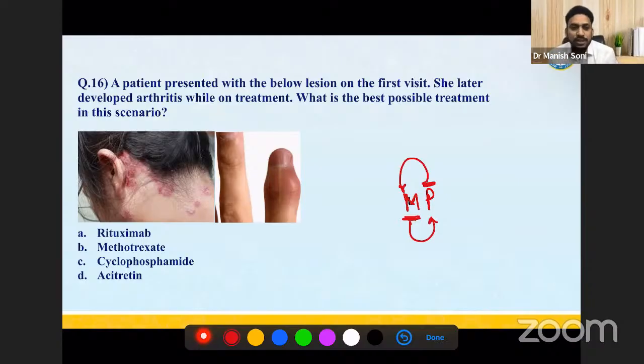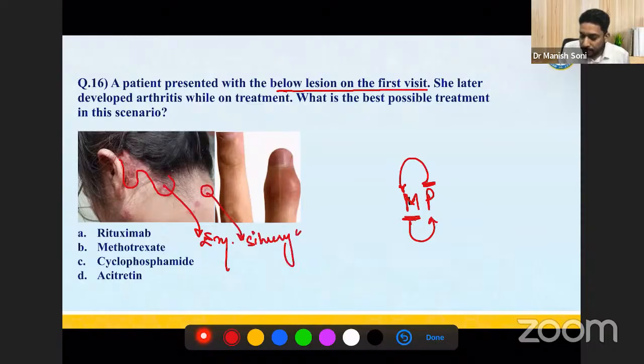अब आ जाते हैं नेक्स्ट क्वेश्चन पर। नेक्स्ट क्वेश्चन इज a patient presented with below lesions on the first visit. So below lesions are seen. Now you can see 2 images. Okay, first image is showing skin lesions which are present over the scalp. These are red in color, they are erythematous and they are having scaling, as you can see, and the scaling is slightly white. So silvery white scaling is present.